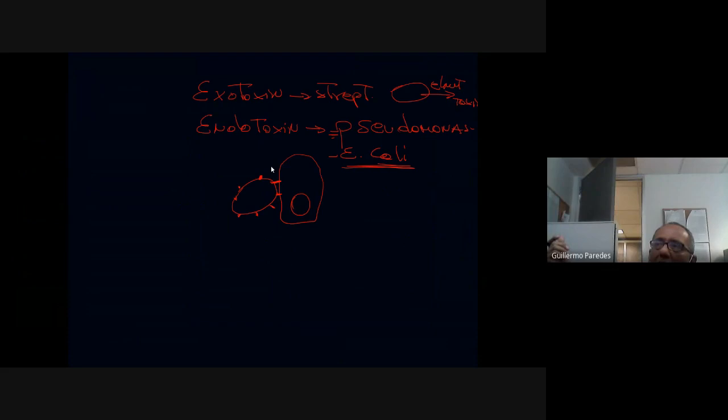Yeah. Okay. Now, the exotoxin, and listen, this is the link from the previous class. Exotoxins are mostly located in the gram-positive. Endotoxin will be basically the gram-negative. The E. coli has some exotoxins, but most of them are going to be endotoxins. So it's basically the gram negative, E. coli, the best example. The gram positive, we have the streptococcus, for example. Staphylococcus.